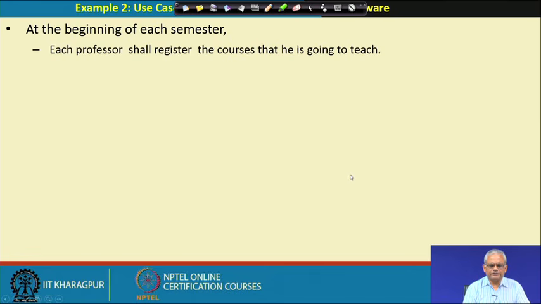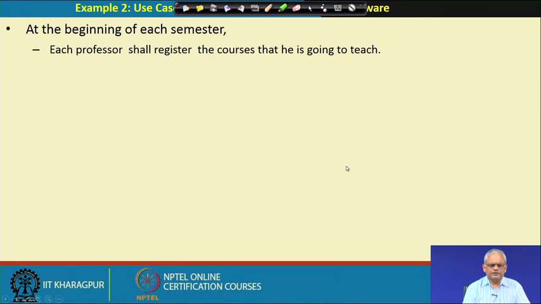Now, let us see one example. This is a course registration software. Let me just read the description of the software and let us see how we go about identifying the actors, the corresponding use cases, and then document it.